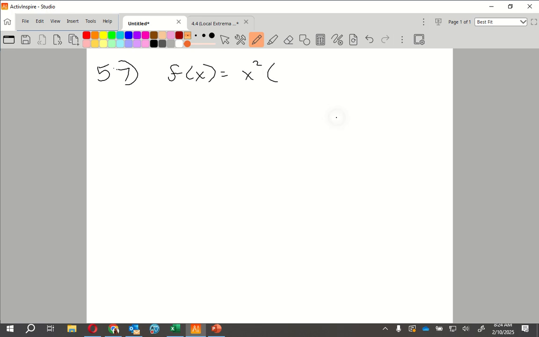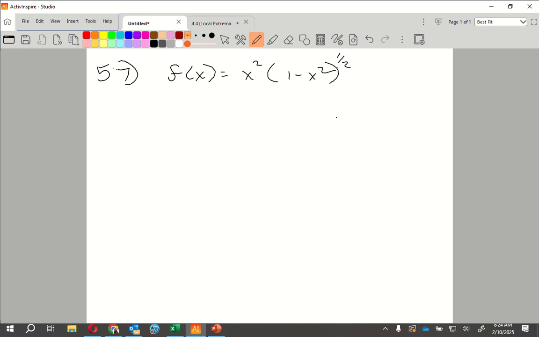All right, I'm rewriting it. It is? Okay, I'm already rewriting it. Find local extrema, determine intervals concave up and which is concave down. Find any points of inflection.